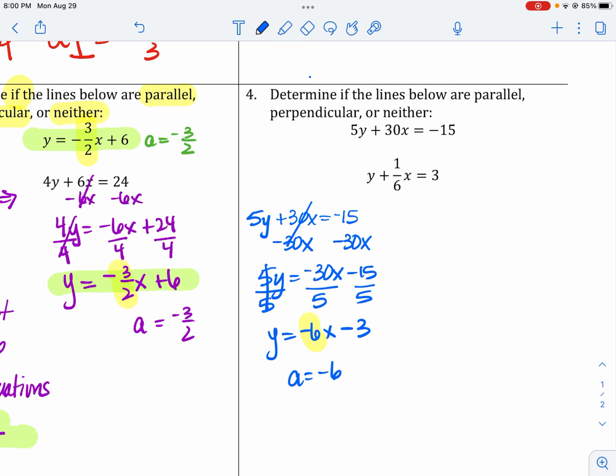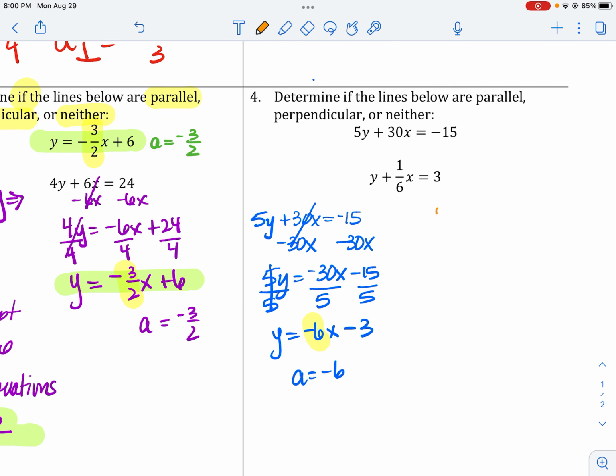For the second equation, it's almost in slope-intercept form, but not quite. Y plus 1 over 6x equals 3. So I need to subtract the x term from both sides to get it to have y equals. So I get y equals negative 1 over 6x plus 3. Here's my slope. So my slope is negative 1 over 6.